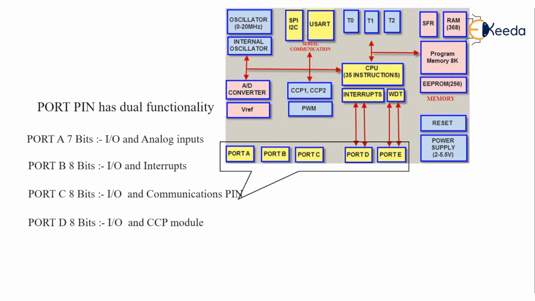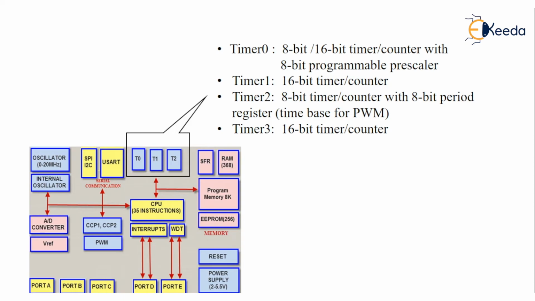Port D also has 8 bits, 8 pins are assigned. It also has a dual functionality, input output and CCP module. CCP stands for capture compare PWM. Then port E, 3 bits. Port E also has 3 pins assigned. It has multi-functionality, input output as well as analog pins and control pins. Controls are read, write.